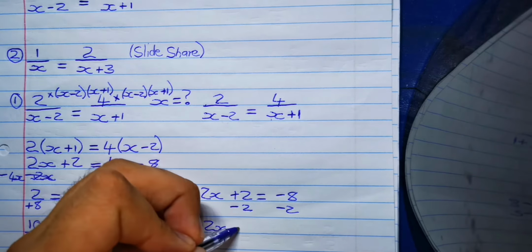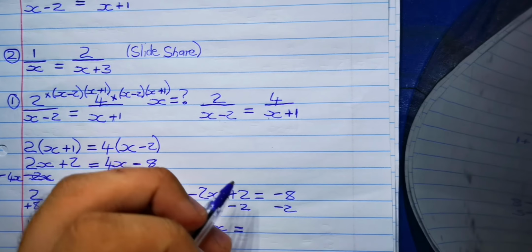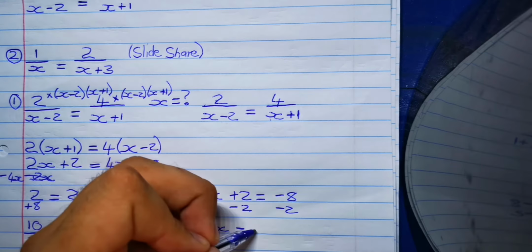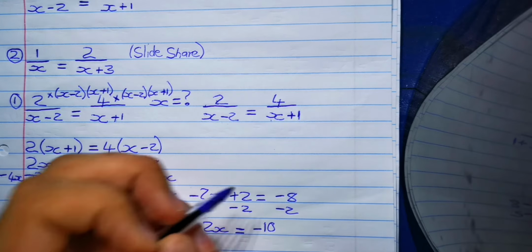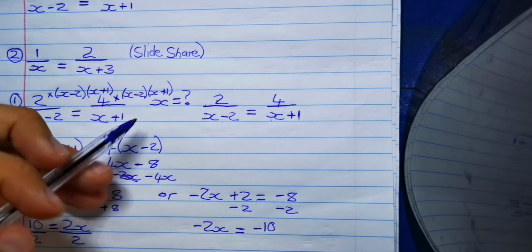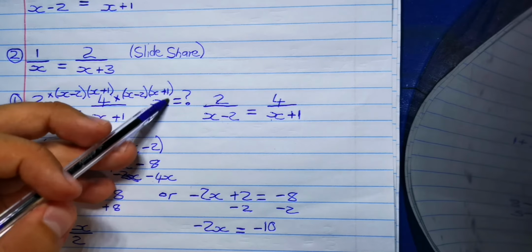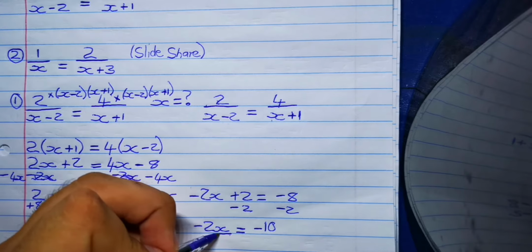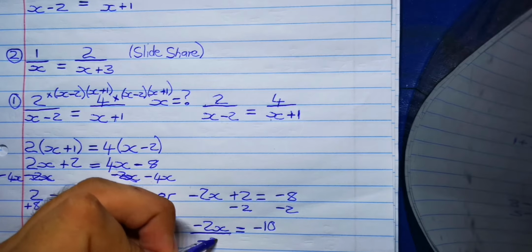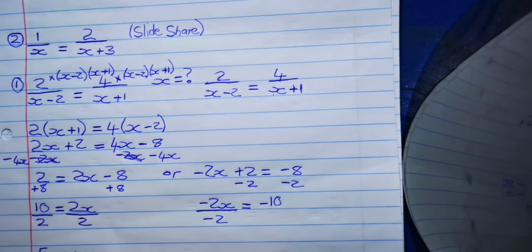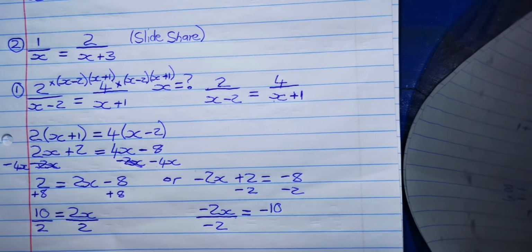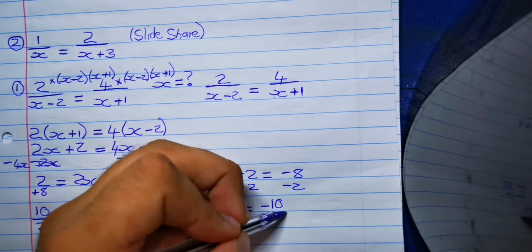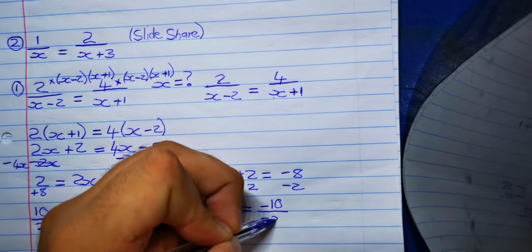Plus 2 minus 2 is just 0, is equal to minus 8 minus 2 is minus 10. So now our goal again is to get x alone. To do that we have to divide by minus 2 on the left. But because we divide by minus 2 on the left, we also have to divide by minus 2 on the right. So we divide by minus 2.